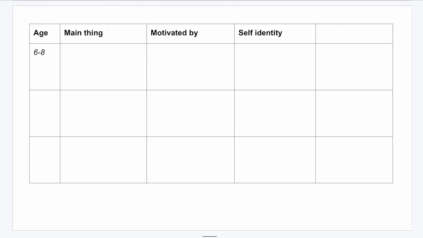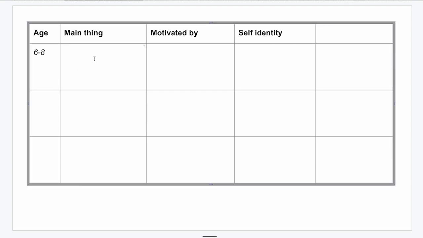So where I would love to start is with what I have here on the screen, with some questions about the way we've been over our lives. So let's start with ages 6 to 8, okay? Maybe we didn't foresee that we were going to begin this way, but this is how I want to start. So what was your main thing at age 6 to 8? By main thing, I mean you woke up and you did a thing, like this was the thing that you did, right? And then motivated by, what were you motivated by? Why did you do the main thing? And then self-identity, how did you understand yourself? We can build them out together.